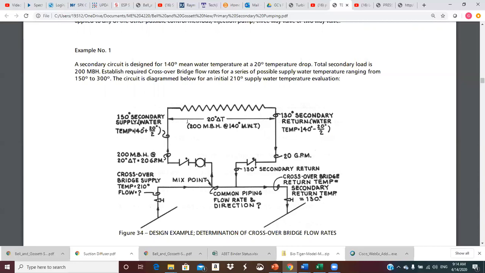Establish required crossover bridge flow rates for a series of possible supply water temperatures ranging from 150 to 300. The circuit is diagrammed below. The flows we have are for 210-degree supply water temperature. So just to verify, we're showing 20 GPM in the secondary. If you take your calculator, put in the 200,000 BTUs an hour, and we're going to use the approximate equation Q equals 500 GPM delta T.